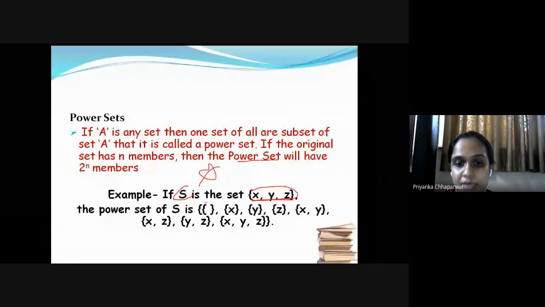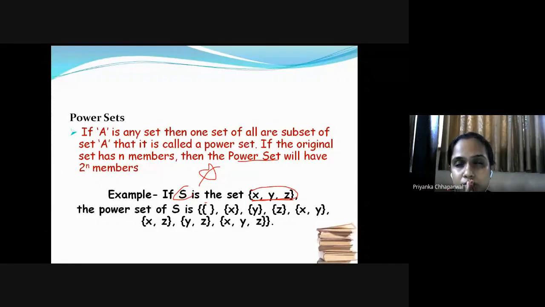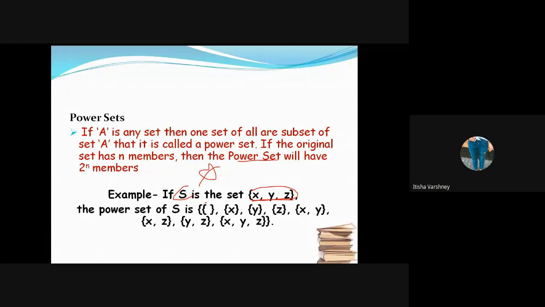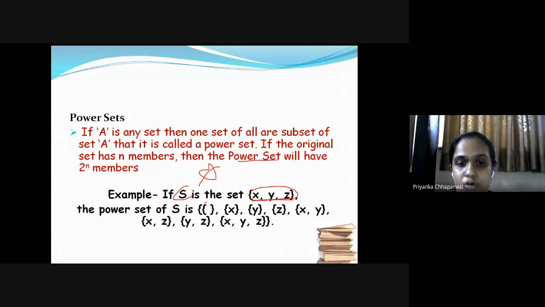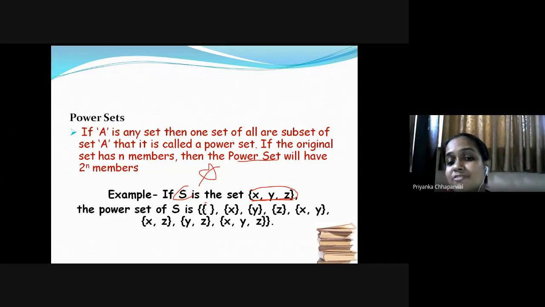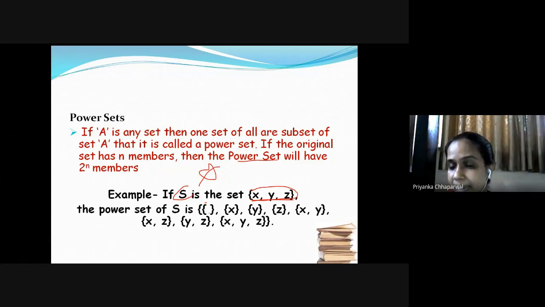So here we have 3 elements, 2 raised to the power 3 is 8. So we know the number of elements of the power set is 8. The first element is always the empty set.